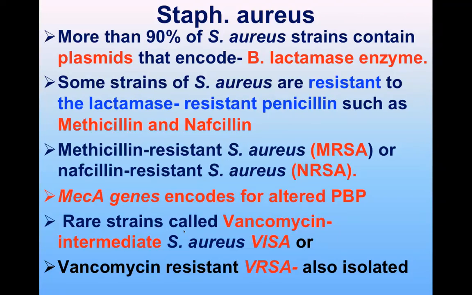Then it is the mecA gene which is present in these organisms, and it encodes for altered penicillin binding proteins, making them resistant to the methicillin resistant penicillins. Very rare strains can become either intermediately resistant or totally resistant to vancomycin, and they are then known as VISA strain, vancomycin intermediate Staph aureus, or VRSA strain, which is vancomycin resistant Staph aureus.